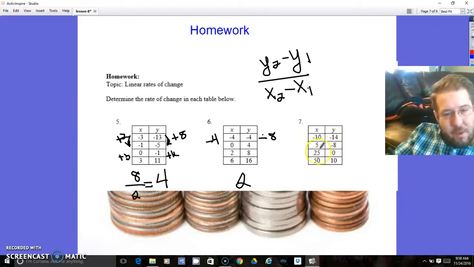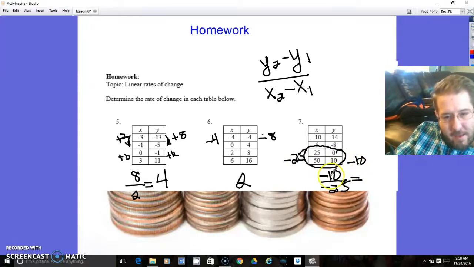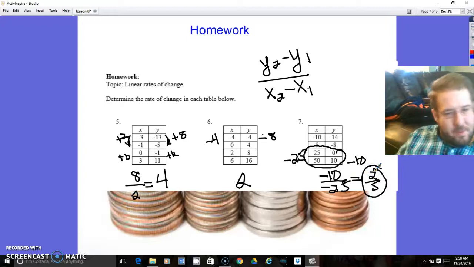All right, so even though these intervals are not going at an equal interval, you can still find it using any 2 points. So I'm going to use these 2 points. 0 minus 10 is negative 10. 25 minus 50 is negative 25. So change of y over change of x. And I could simplify that. I can divide both by negative 5, and that would give me 2 over 5. 2 over 5 would be the answer.